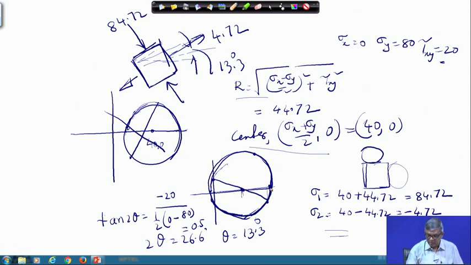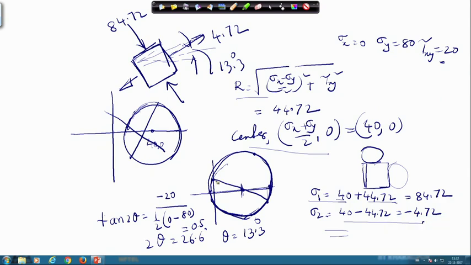After drawing the circle, I can read the point value directly if I draw it to scale, or if I do not draw to scale, simple logic: sigma 1 will be this center plus this radius. So, 40 plus this, which I have done, and for the minor principal stress, logically, this center minus this radius, we have got this. And now, the angle: you can see the original plane was this, and it is rotated in this direction to get the maximum. Counterclockwise is positive, so this is 13.3 degrees.